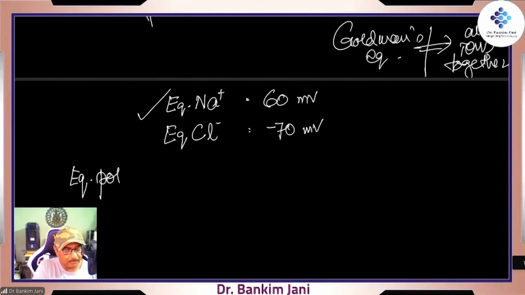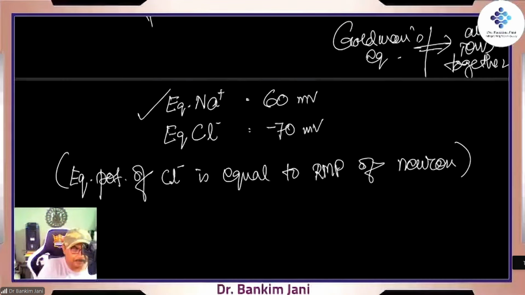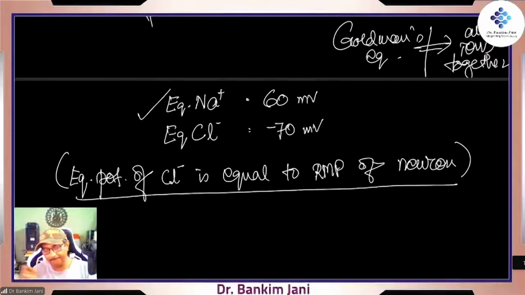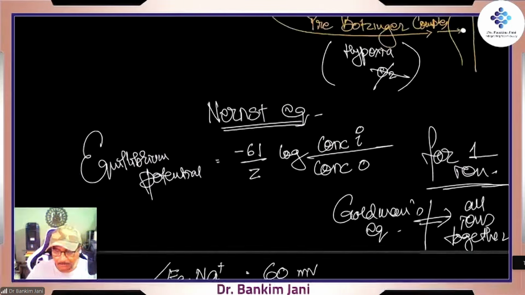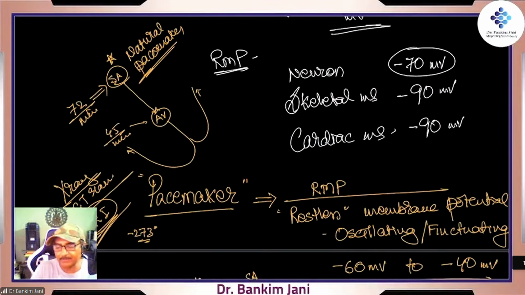Equilibrium potential of chloride is equal to resting membrane potential of neuron. Equilibrium potential of chloride is minus 70. Let's go back up. And where is the neuron? Where is the neuron? Minus 70.